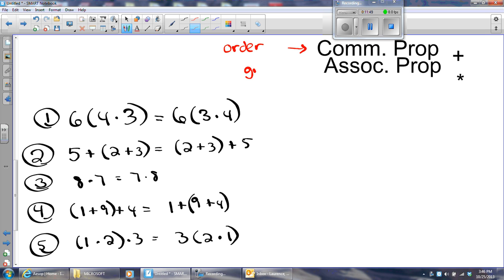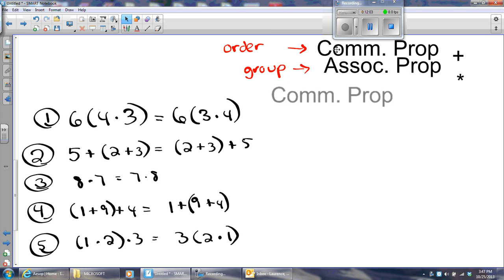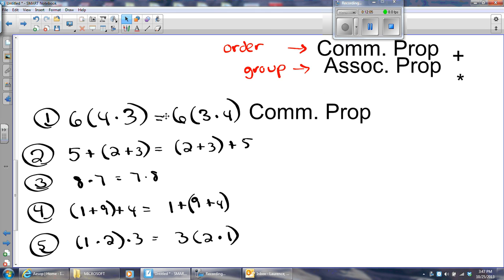it's associative. Okay, so in the group I have 4 times 3. Here in the group I have 3 times 4. So the grouping did not change. The order within the grouping changed. So the order changes, that means it must be the commutative property. It's involving multiplication, so it's the commutative property of multiplication. And I'm using that little asterisk or star or whatever you want to call it.